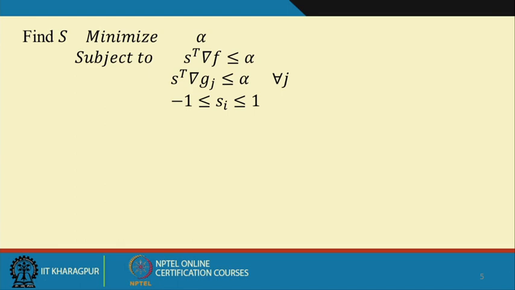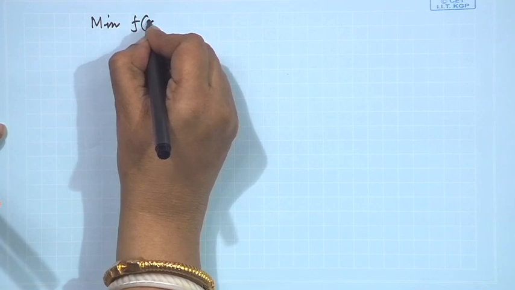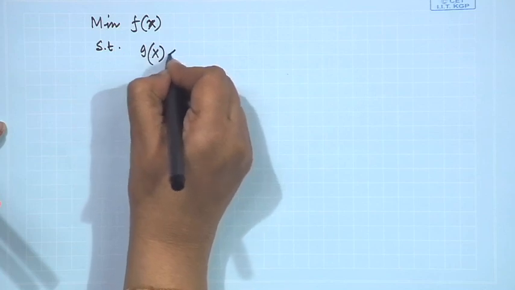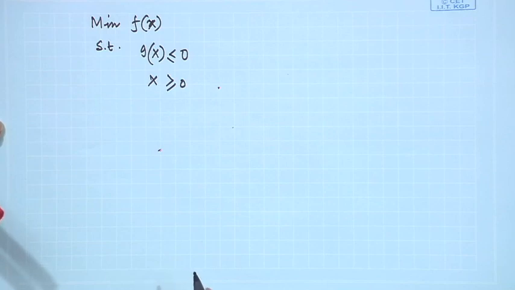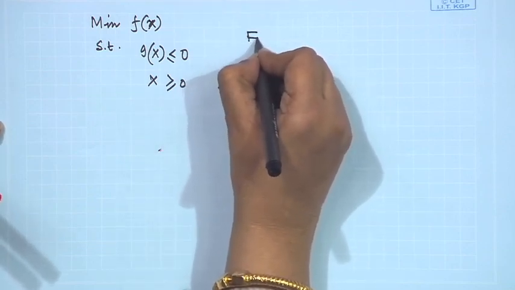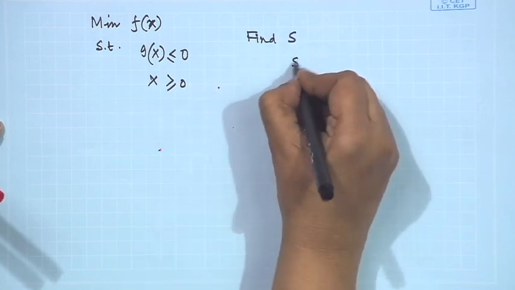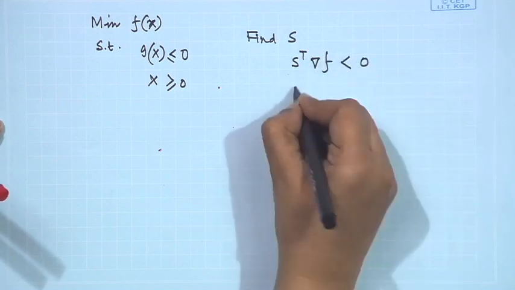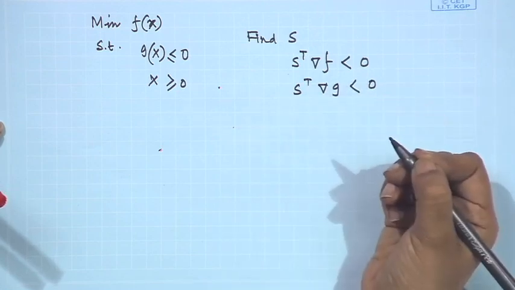Now, for explaining this thing, I am writing the problem once again for you. Minimization of f(x) subject to g(x) less than or equal to 0, x greater than or equal to 0. Now, our target is to find out the usable direction S such that S^T grad f must be less than 0, S^T grad g must be less than 0, all right.